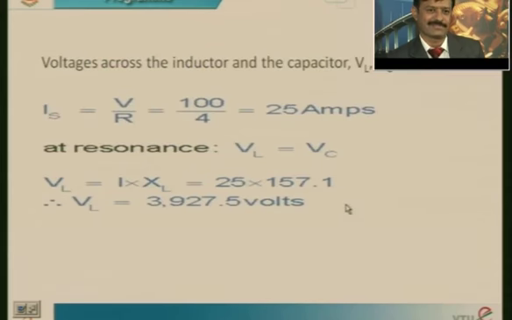microfarad of capacitance. And the total current in the circuit is V by R, 100 volts divided by 4 ohm, 25 amps of current you are going to get. And finally, voltage across inductor is equal to I into XL and you will get 3927.5 volts.